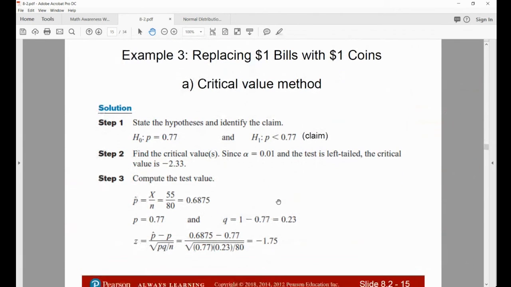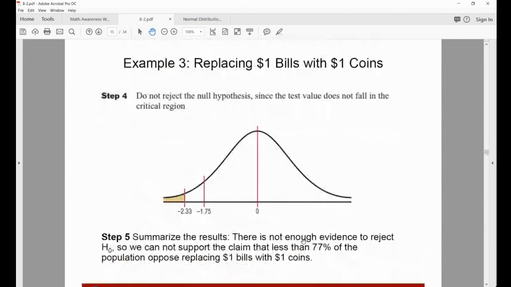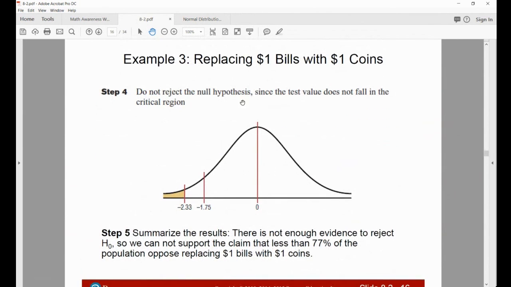So you have the solution: the hypothesis, the critical value, the test value, the decision. Do not reject. Here in this graph, you can see better that negative 1.75 falls in the non-rejection region. So there is not enough evidence to reject the null hypothesis, so we cannot support the claim that less than 77% of the population oppose replacing $1 bills with $1 coins.